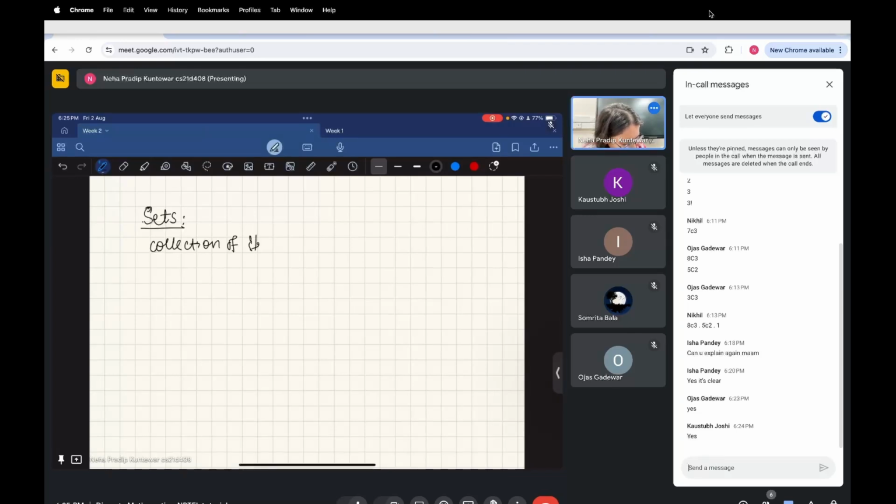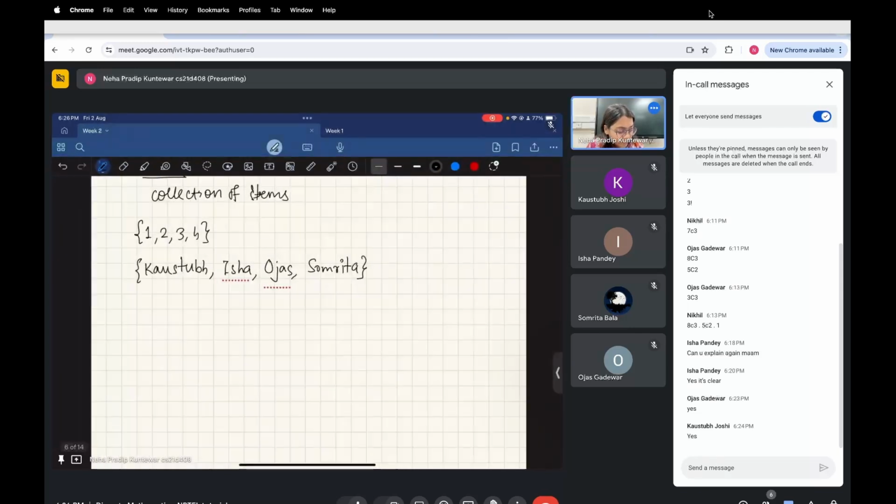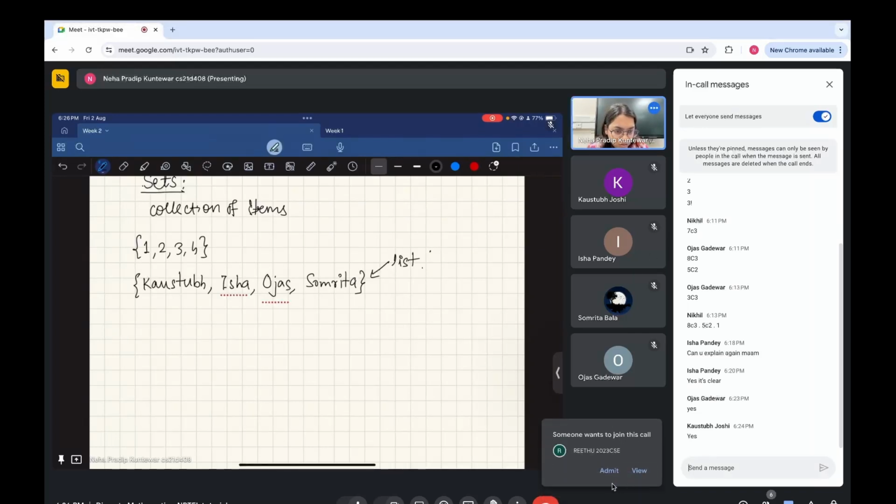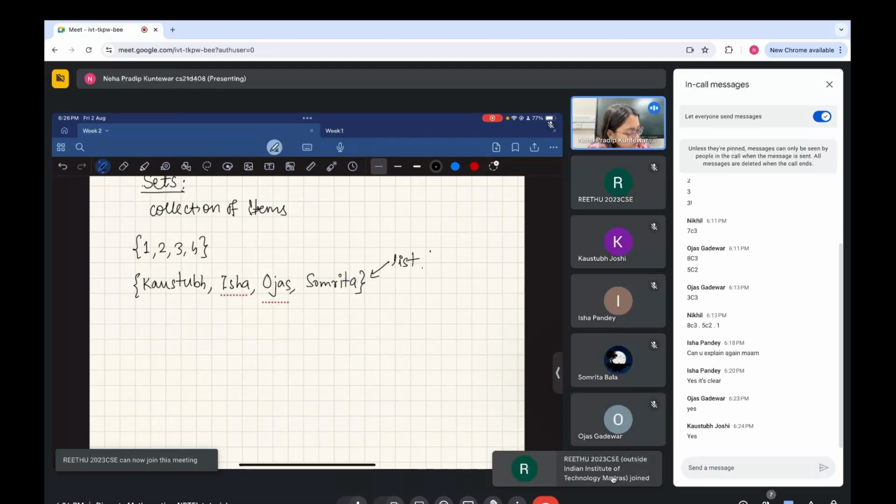Okay, so for example, I'll write a couple of examples. 1, 2, 3, 4 is a set, or the set of people that are currently attending the tutorial: Kaustubh, Isha, Shomrita, Ojas. They also form a set, and this is also a valid set. The kind of sets that we have written here are peculiar in the sense that I have listed all the objects explicitly. This is what is called a list or roster form.